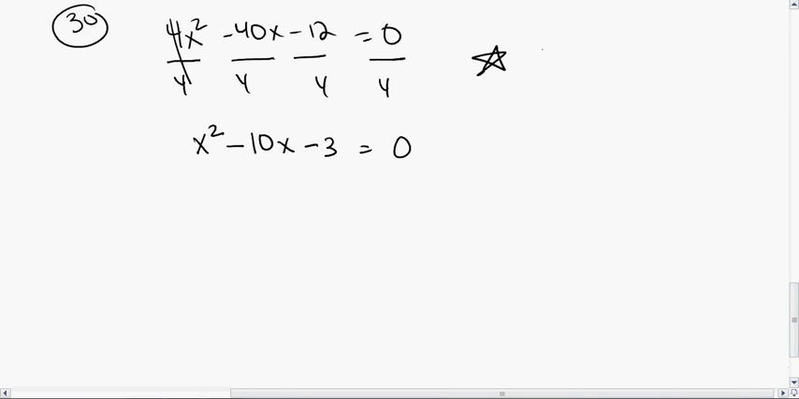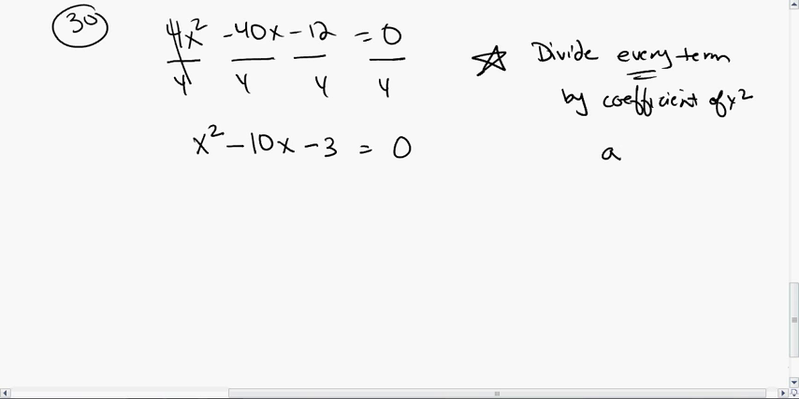So the first thing I'm going to do is to divide every term by the coefficient of x squared. And in our class, we've been calling that the a. And the only time I have to do that is if a is not equal to 1. If a is equal to 1, I can skip this step. Now we're back to just completing the square as we always have been. So I'm going to add the 3 to both sides. And I've got x squared minus 10x equals 3. Right, 0 plus 3 is just 3.